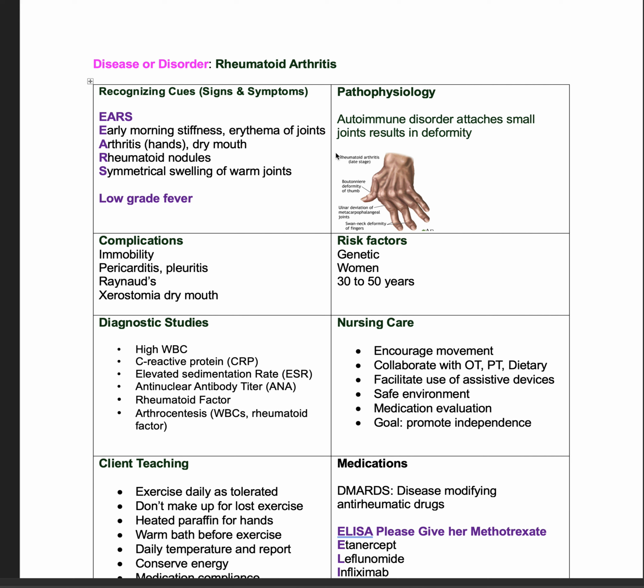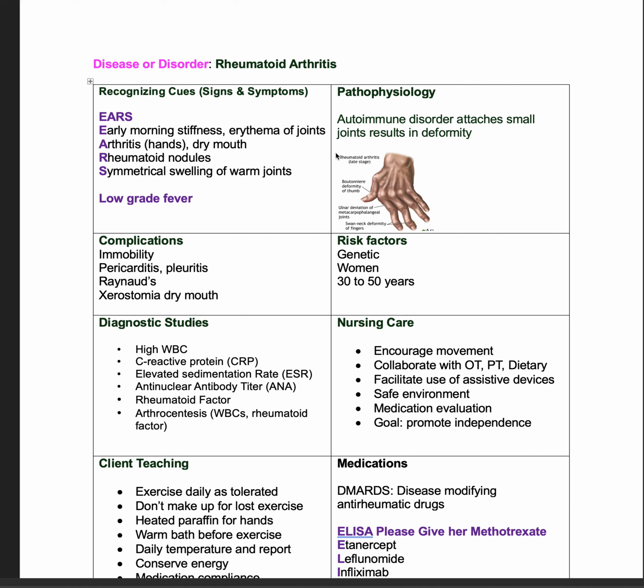Risk factors, it could be genetic. Usually women have this disorder and it presents at ages 30 to 50 years. Now, it could have been developing over a number of years because a lot of the signs and symptoms of rheumatoid arthritis are the same signs and symptoms of aging. So they may not know right away, is what I'm trying to say.